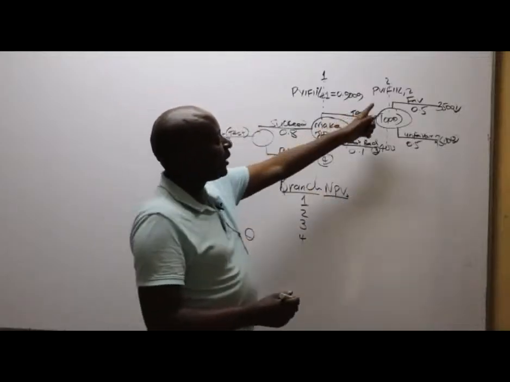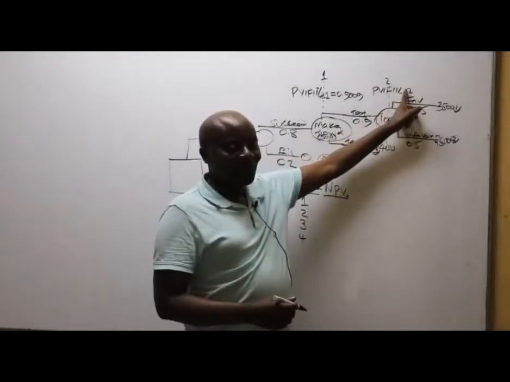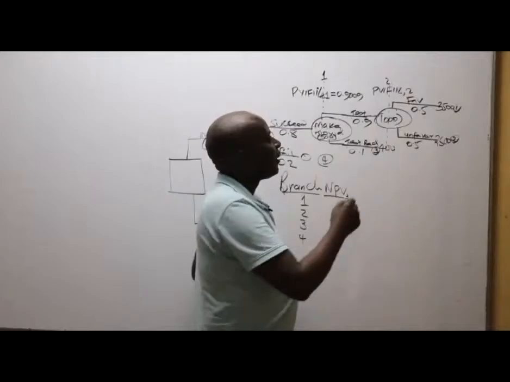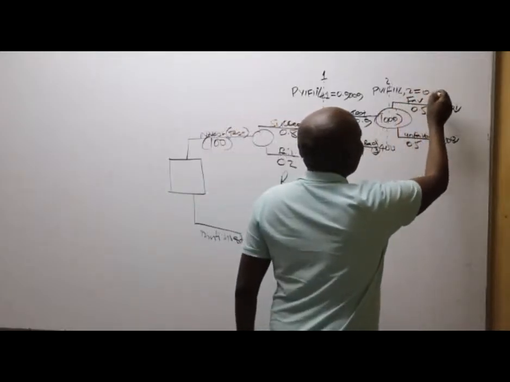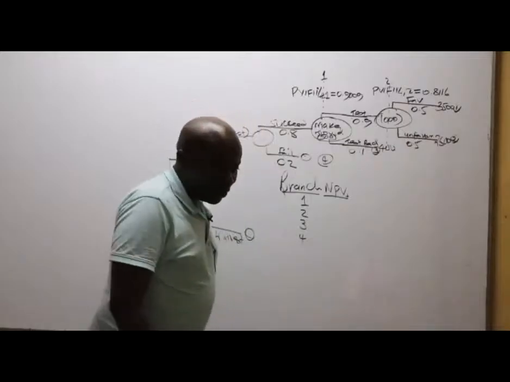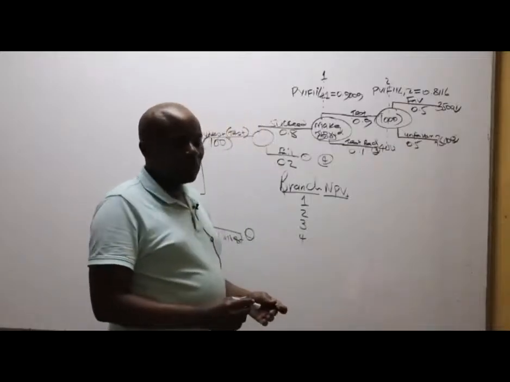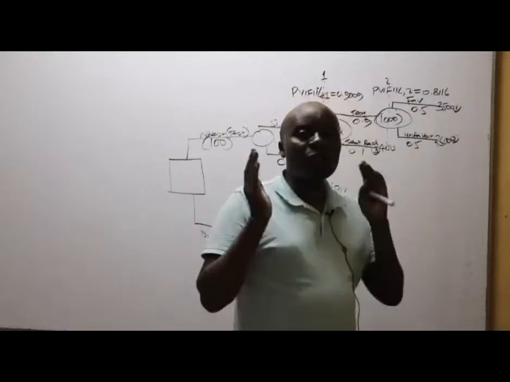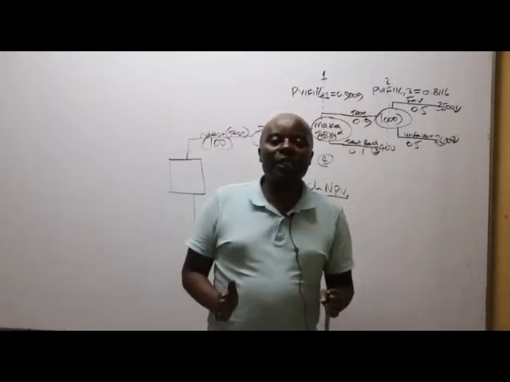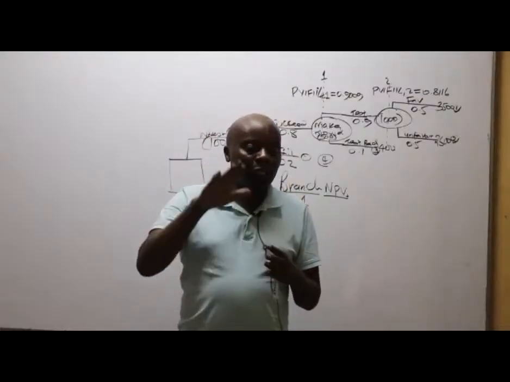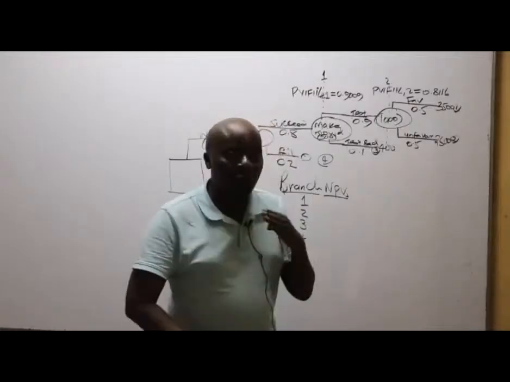So PVIF, 11% 2 years. What do we have? 0.8116. Thank you very much. So they are telling me that these figures are right. Remember, ladies and gentlemen, all students here, if 11% is found in our tables, don't compute. Always read from the tables.